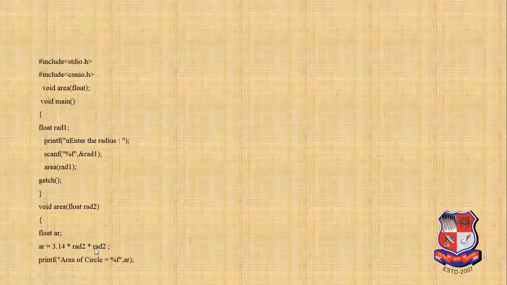Now next is float ar. Now we are giving the formula here. ar is equal to 3.14 into radius 2 into radius 2. We will store it there in ar and print area of circle is equal to %f and ar. So now as we have seen, both the names are different.